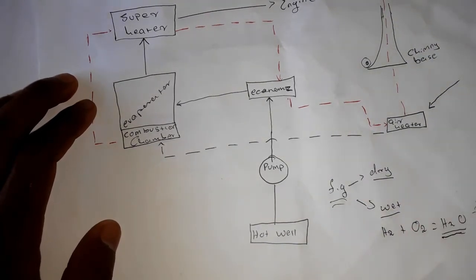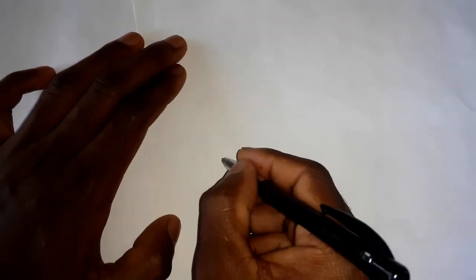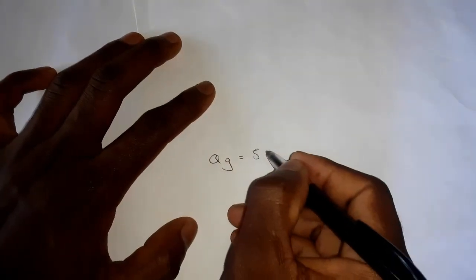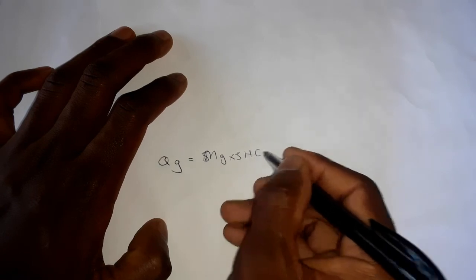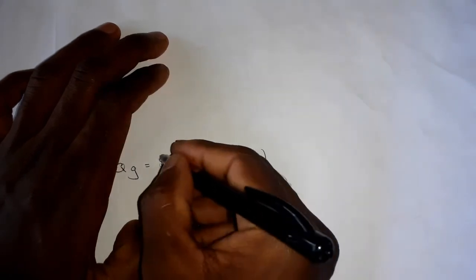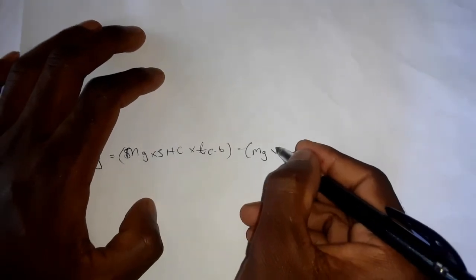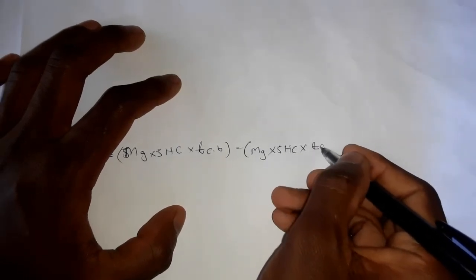For us to calculate the heat energy that went out with the dry gases, we're going to use this formula. Let me use another paper. The heat energy that went out with the dry gases is equal to the mass of dry gases times the specific heat capacity times the temperature at the chimney base, minus the mass of the dry gases times the specific heat capacity times the atmospheric temperature.